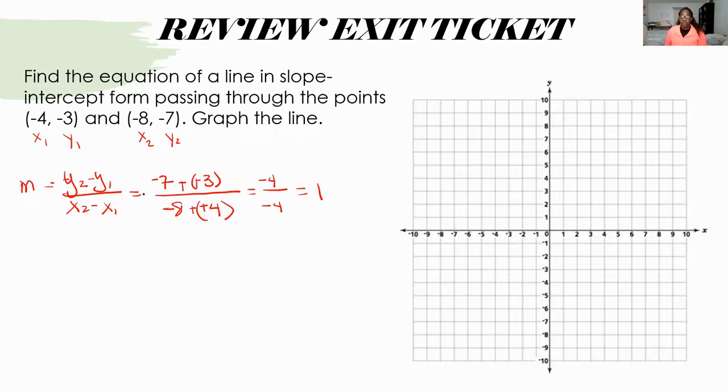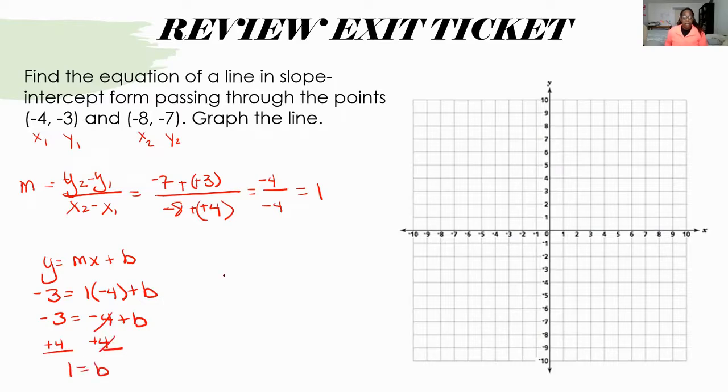Now I can pick one of those two points. I'm not going to use both of them because we did that already in the previous lesson. I'm going to pick (-4, -3), might as well pick the first one. So I have y equals mx plus b. I'm going to substitute -3 for my y. My 1 is going to be my slope, and -4 is going to be my x, because I need to find my y-intercept, which is my b. So we have -3 equals -4 plus b. I want to get b by itself. In order to do that, I need to get rid of my -4, so I'm going to do the inverse, which is add 4. They cancel out, so now I get -3 plus 4, which gives me 1. So my equation is going to be y equals 1x plus 1.